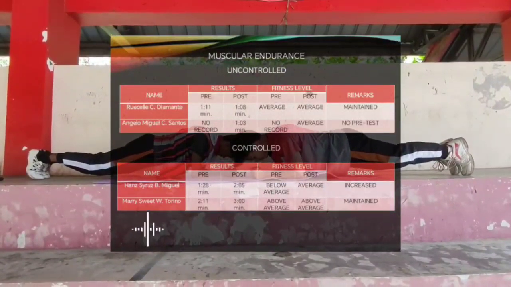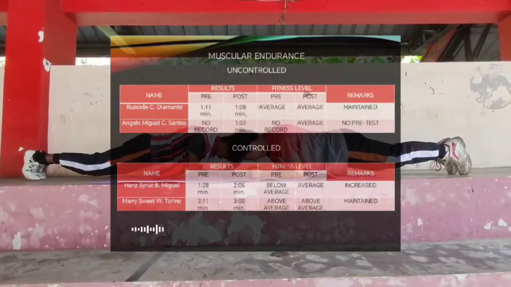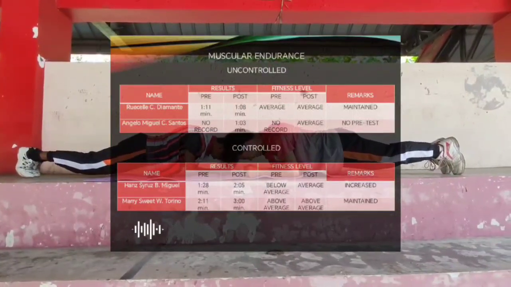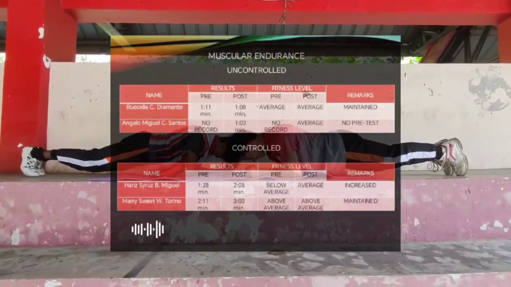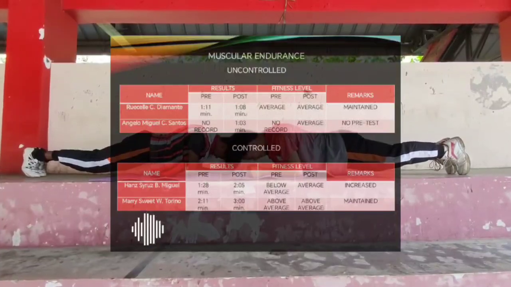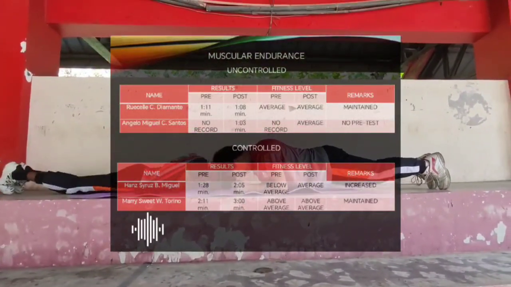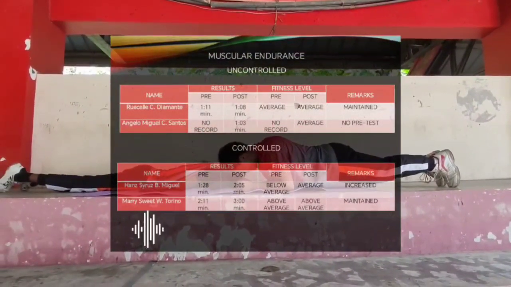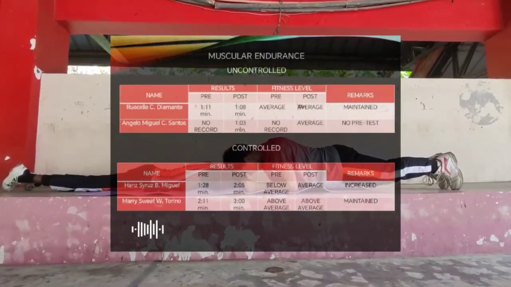Now we go to Angelo Miguel Santos. For pre-test, he doesn't have any record for muscular endurance, but for post-test, he lasted for 1 minute and 3 seconds, which makes his fitness level average. His remarks are no pre-test.